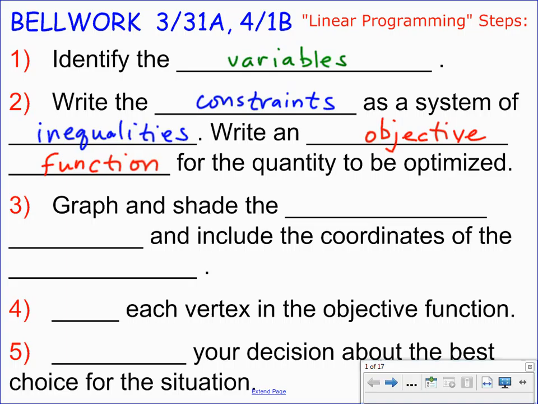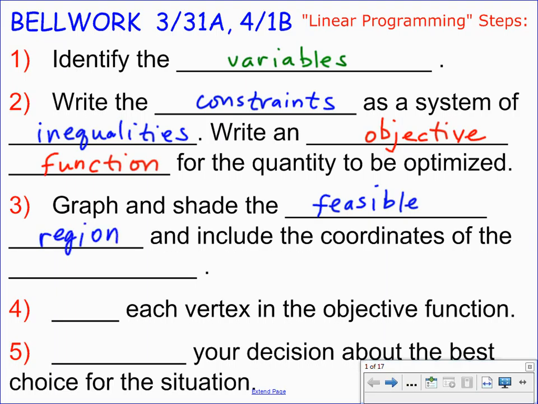Step 3, we'll graph and shade the blank blank and include the coordinates of the blanks. Let's do the first blank blank. Graph the shade of the, Megan? Feasible region. Nice job. So we're going to graph and shade the feasible region.